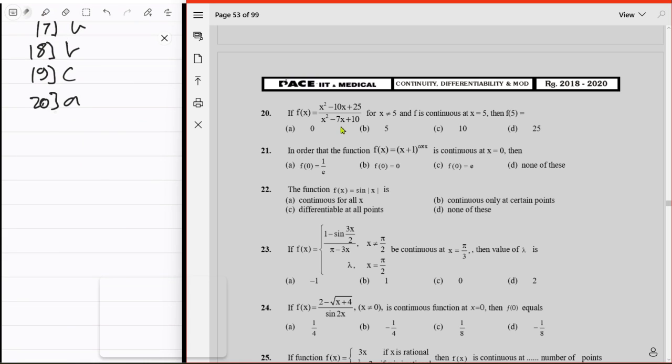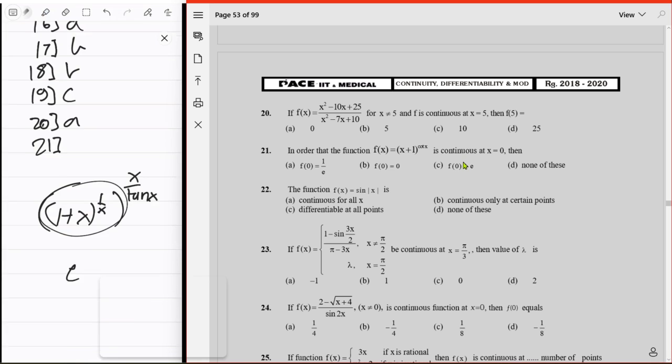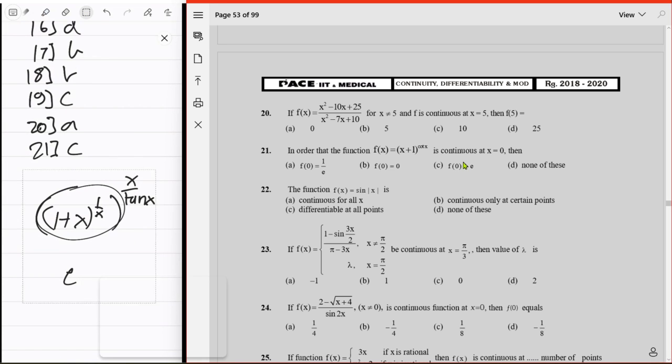21. 21 is, in order that the function is continuous at x equal to 0, then it's x plus 1, and then you got, so at x equal to 0, right? Okay, cool. It's 1 plus x to the power of 1 upon x, to the power of x cot x, like x upon 10x basically. As x tends to 0, this tends to e, and this tends to 1, so yeah. f of 0 should be defined as e, which is c. Okay, next question.